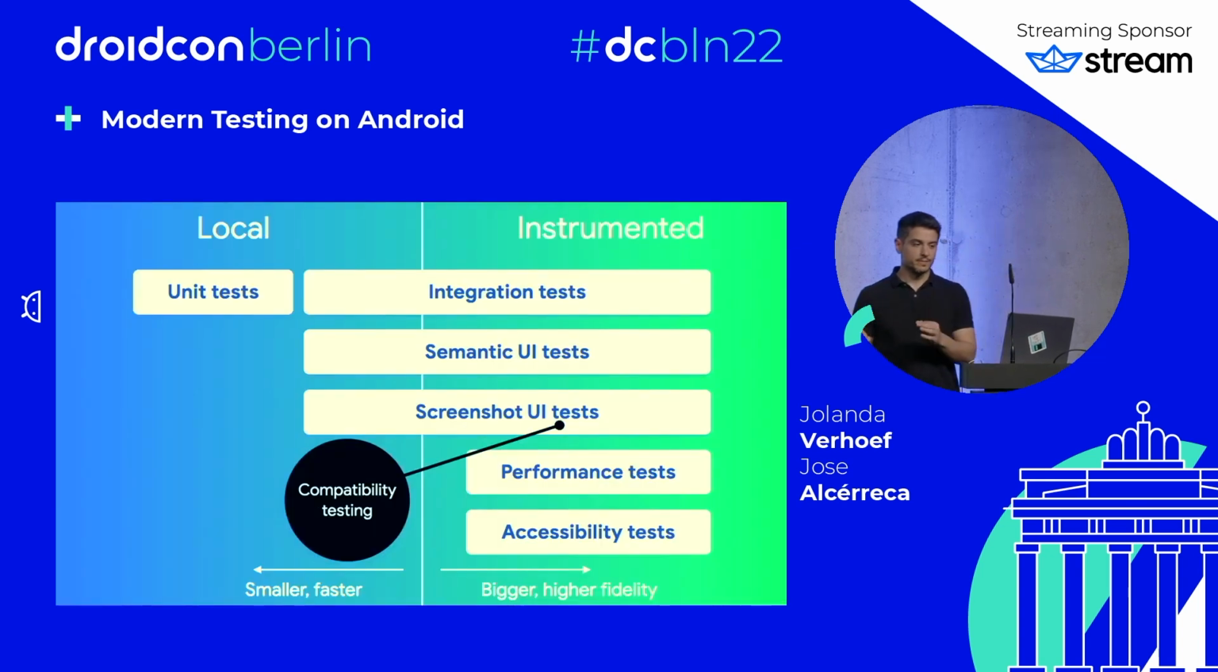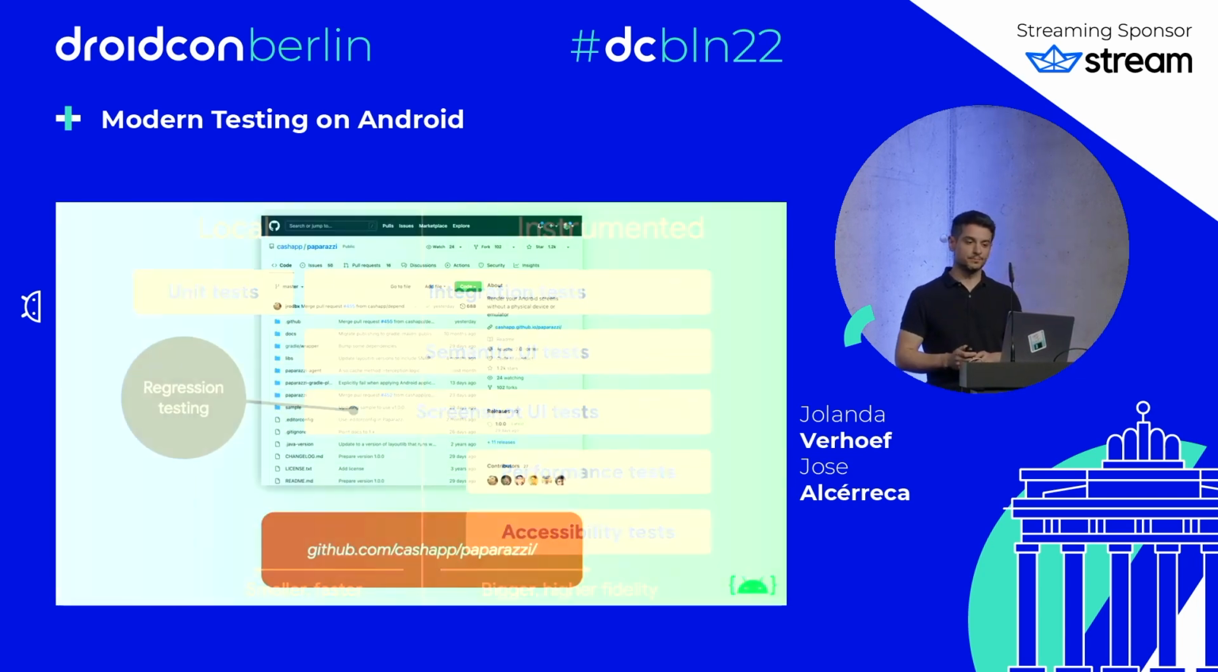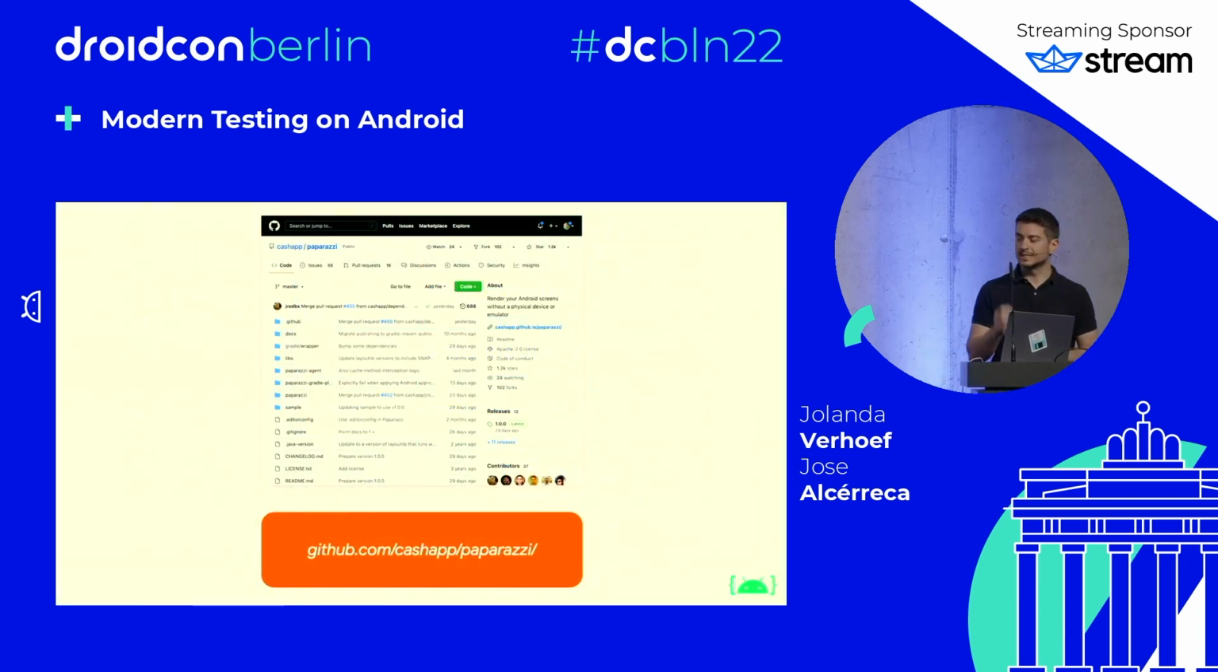So that's instrumented screenshot tests, but turns out you can also run screenshots locally. And this is great for regression testing. For that, you can use a neat plugin from Square called Paparazzi. Paparazzi uses the same library that Android Studio uses to create the previews, which does not require an Android device. And this, in theory, makes the test fast.